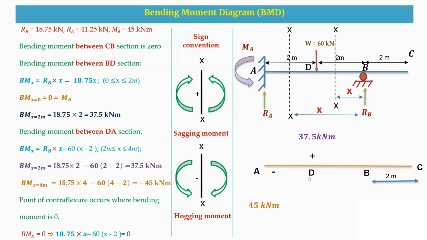So in D to A, we are changing the sign. This sign is changing by equating this bending moment equation to 0. So that X value here is, sorry, it is not 2.74, it is 2.91 meter. This is where we are getting the bending moment to be 0. So this is how you are going to draw a bending moment diagram when we have an overhang for the propped cantilever beam.